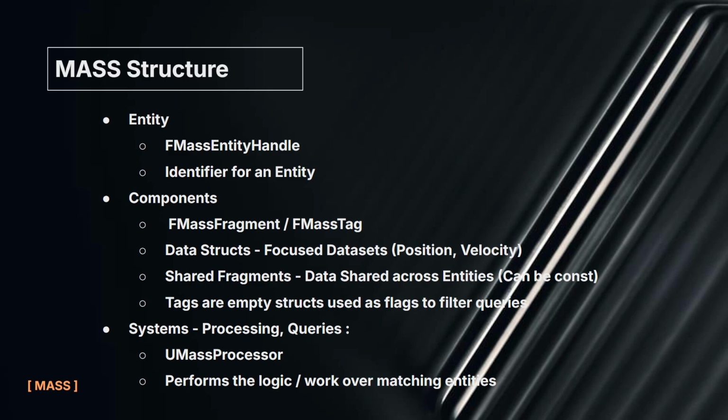And then Mass tags are literally just empty structs, and they're used to filter entities when you want to process them or identify other things. So think of them as almost like a bool. Does it have this tag? Then I want to do this to it. And that's where the processors come in.